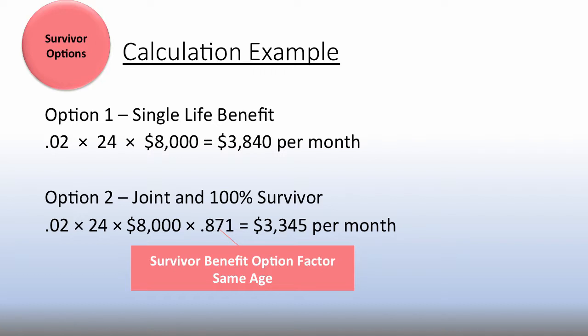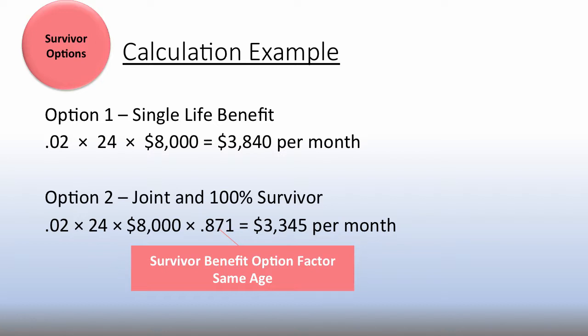In this case, I'm assuming retirement at 57, my spouse is the same age, which is going to have the smallest possible reduction in terms of survivor option. So for the joint and 100%, there's my actuarial factor. And on this table, I'm going to find plan 2, and I'm going to go down to the difference in age. Whoopsie, survivor benefit.